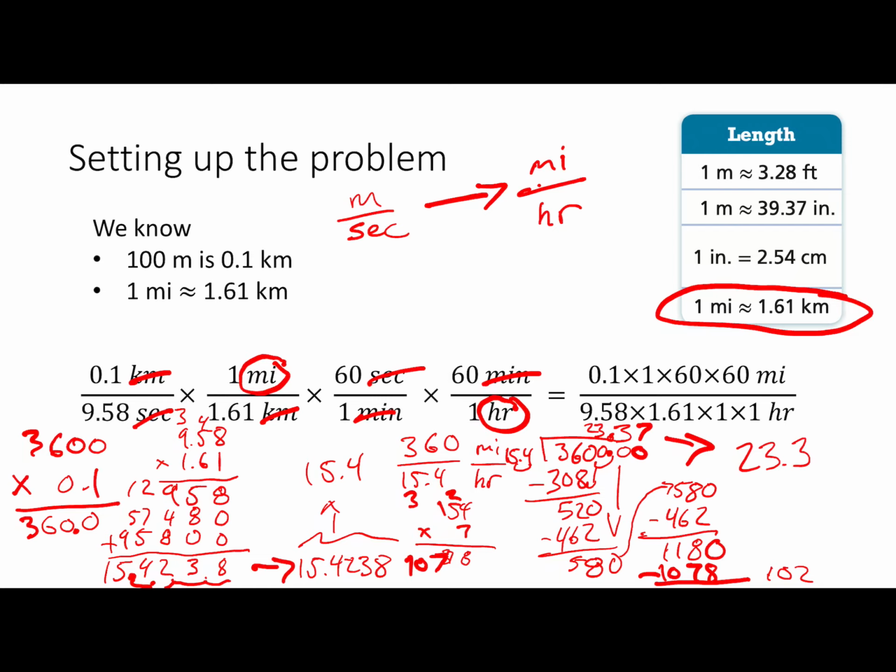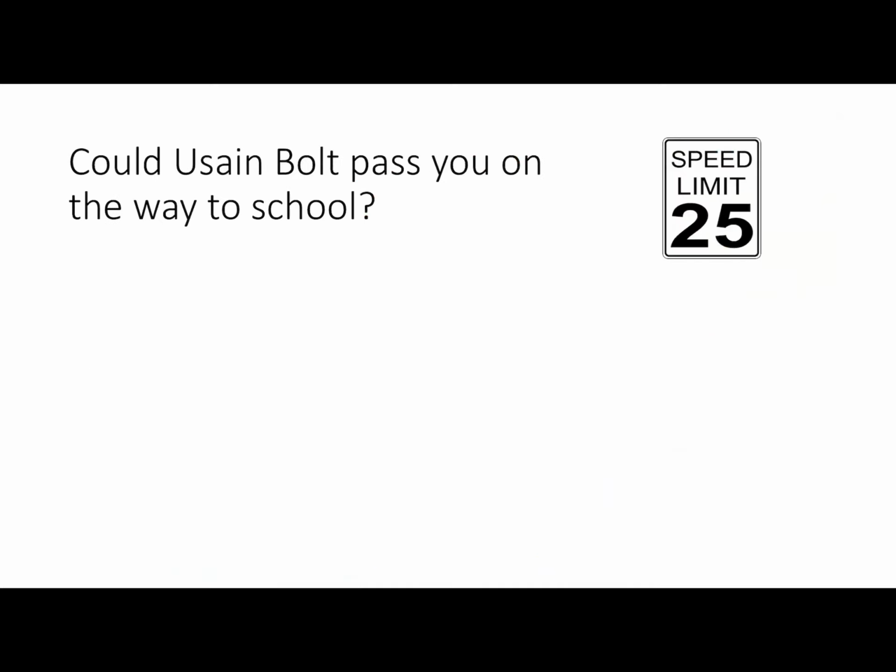Let's go ahead and round that, though, to the tenths, and we get 23.3 miles per hour. So, Usain Bolt averaged 23.3 miles per hour over 100 meters. That's fast.